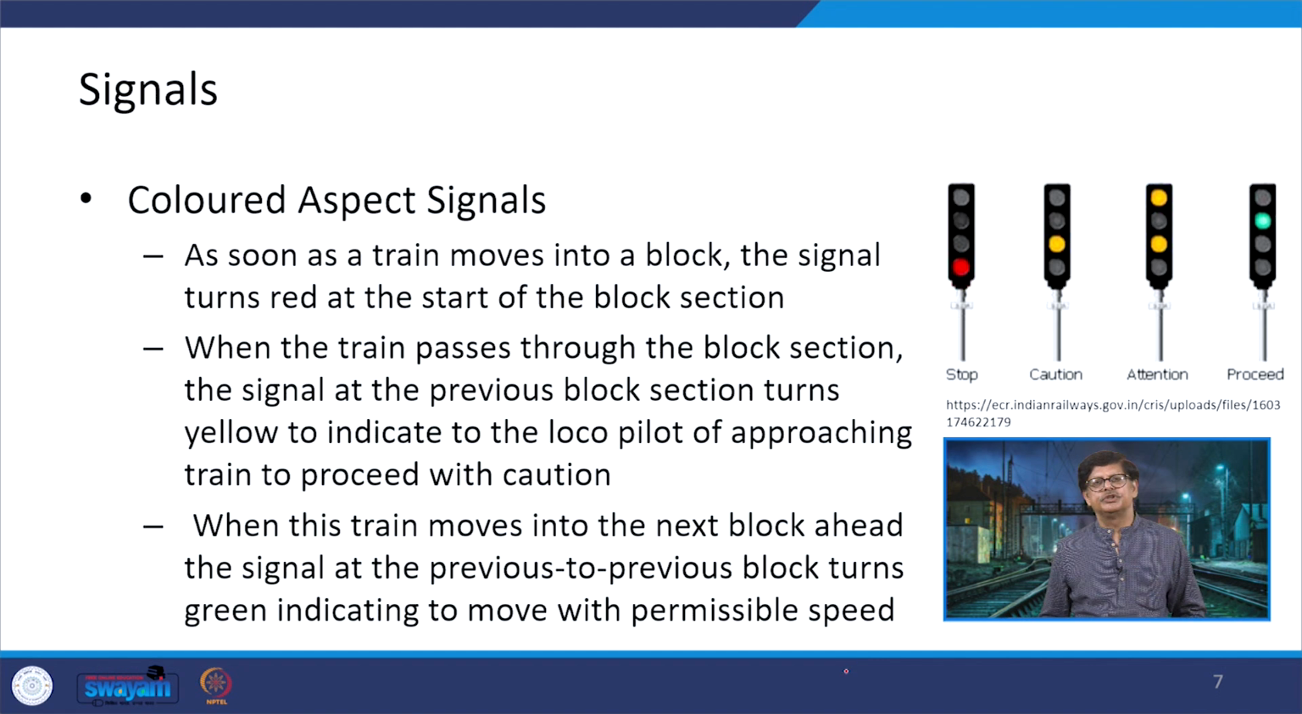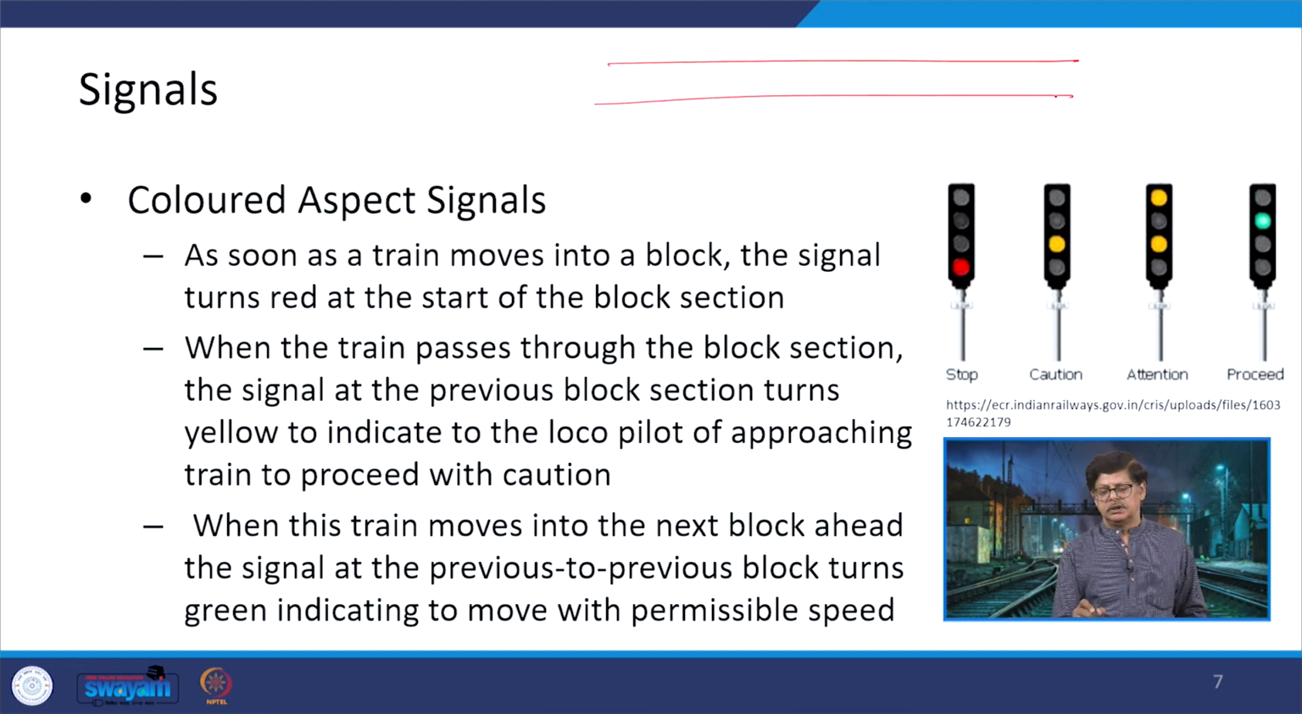As soon as the train moves into a block, the signal turns red at the start of the block section. When the train passes through the block section, the signal at the previous block section turns yellow to indicate to the loco pilot of the approaching train to proceed with caution. When this train moves into the next block ahead, the signal at the previous to previous block turns green, indicating to move with permissible speed. So, what does that mean? That means this is a track and it has been divided into a number of blocks. As soon as the train has come into this block, the signal here will be red.